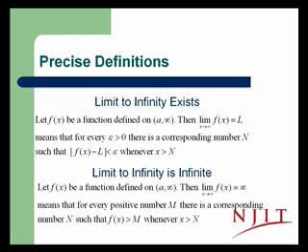Let's just conclude with some precise definitions. When a limit to infinity exists, we have: let f of x be a function defined on a to infinity. Then the limit as x goes to infinity of f of x exists and is equal to L. What does that mean? It means that for every epsilon greater than 0, there is a corresponding number n such that the absolute value of f of x minus L is less than epsilon whenever x is bigger than n. In other words, whenever x is large enough, the y value will be within epsilon of our limit L.